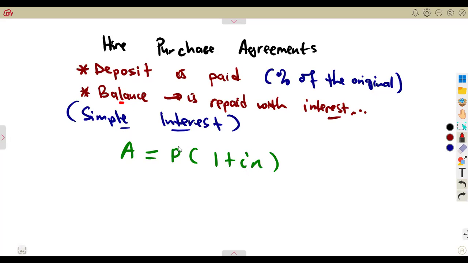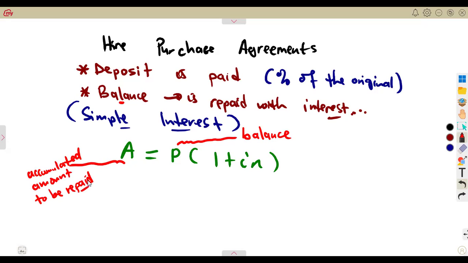So the P that we are seeing here is the balance that was remaining there. That is your balance P, the principal. And A is the amount, the accumulated amount to be repaid.